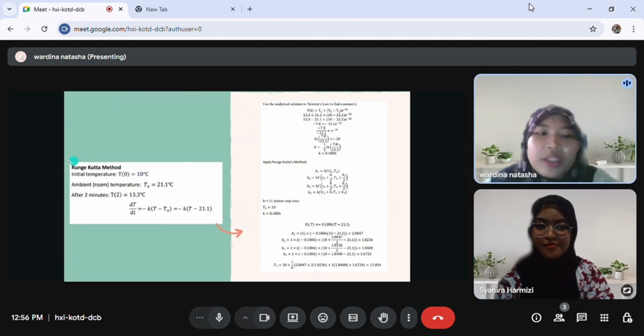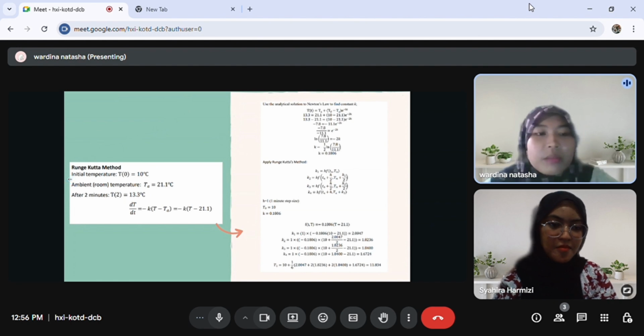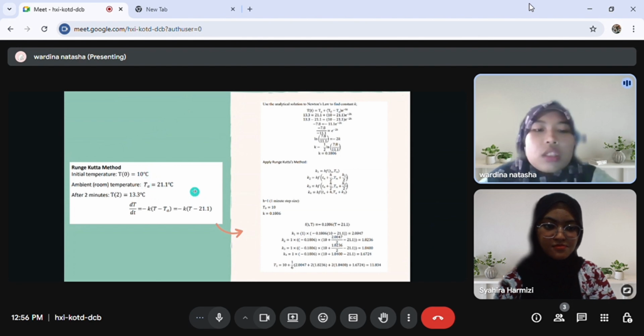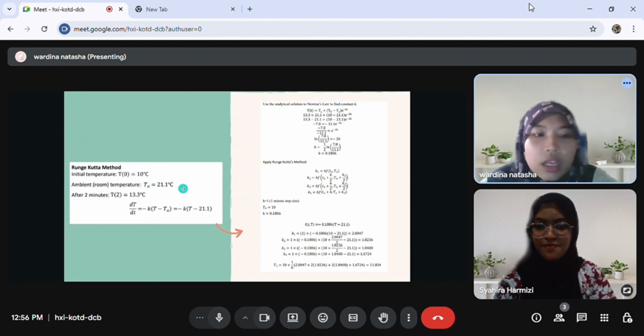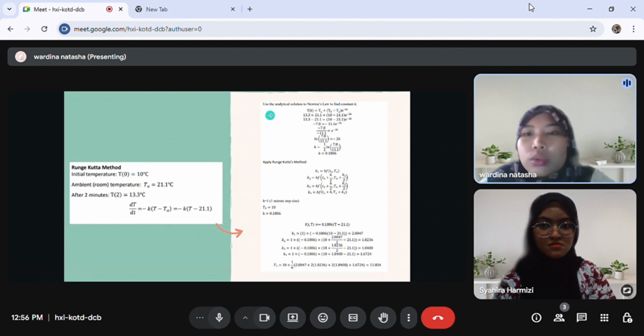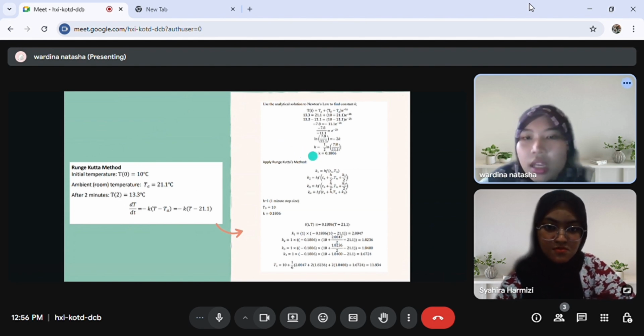For the Runge-Kutta method, the problem statement is the same. We have the initial temperature, which is 10 degrees Celsius, and the ambient temperature, which is 21.1 degrees Celsius, and after 2 minutes it will become 13.3 degrees Celsius. The equation is the same as before, and we apply the analytical solution to get the k value, which is 0.1806. Then we apply the Runge-Kutta method, which has four equations, K1, K2, K3, and K4.